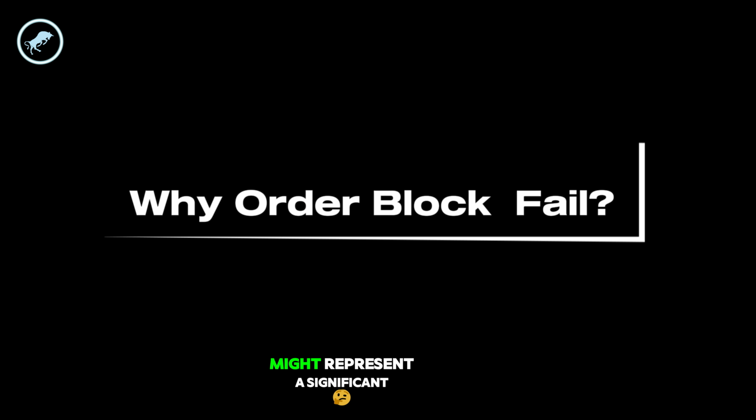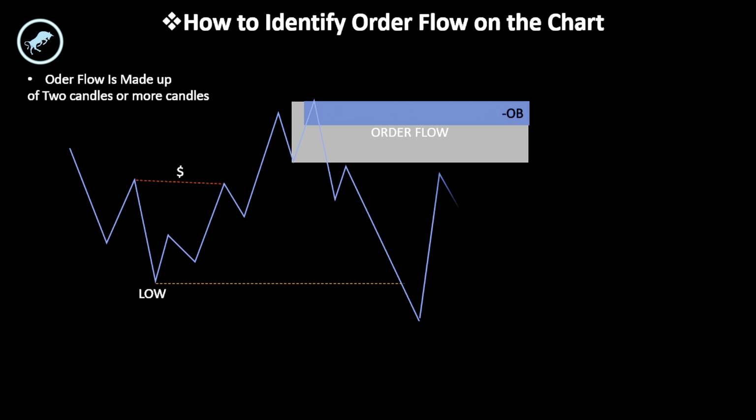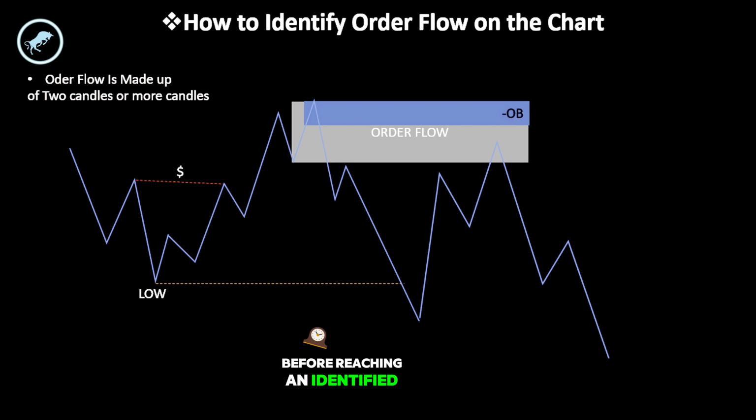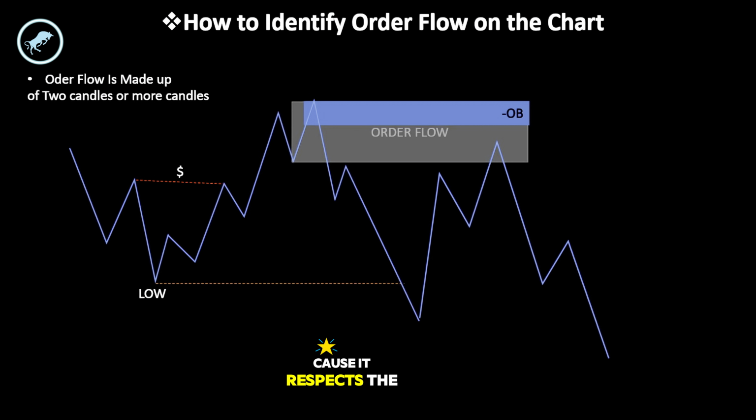An order block might represent a significant level of buying or selling interest, but if it exists outside the main order flow zone, the price might not return to it. Instead, the price is more likely to respect the broader order flow zone, which reflects the overall market sentiment and the actions of large institutional players. For example, in a downtrend, the price might reverse before reaching an identified order block because it respects the broader bearish order flow zone first.